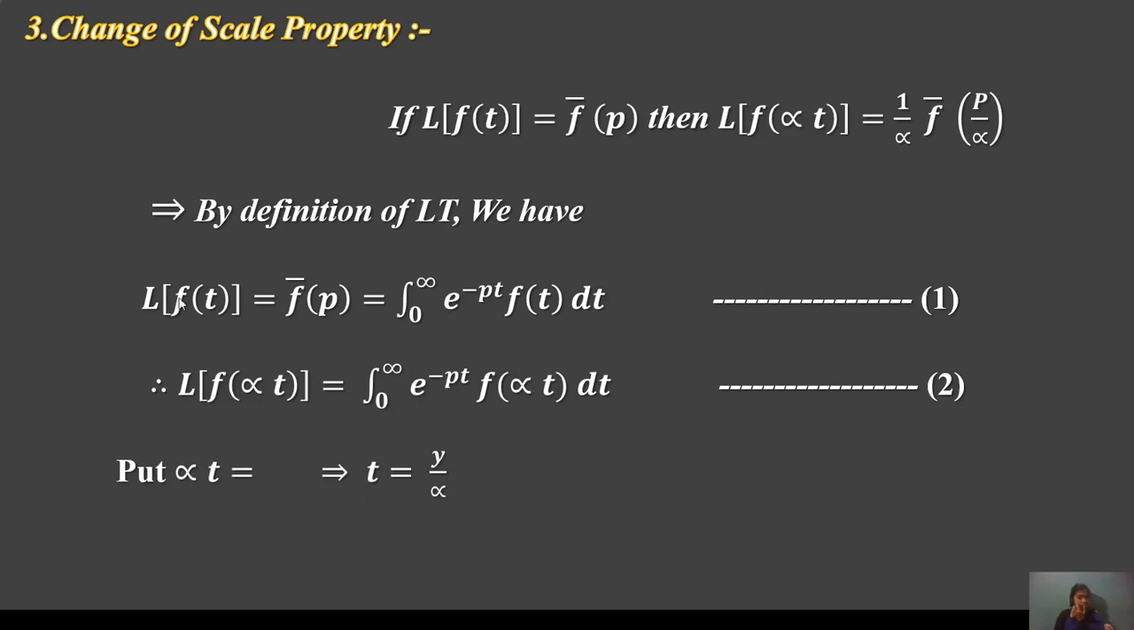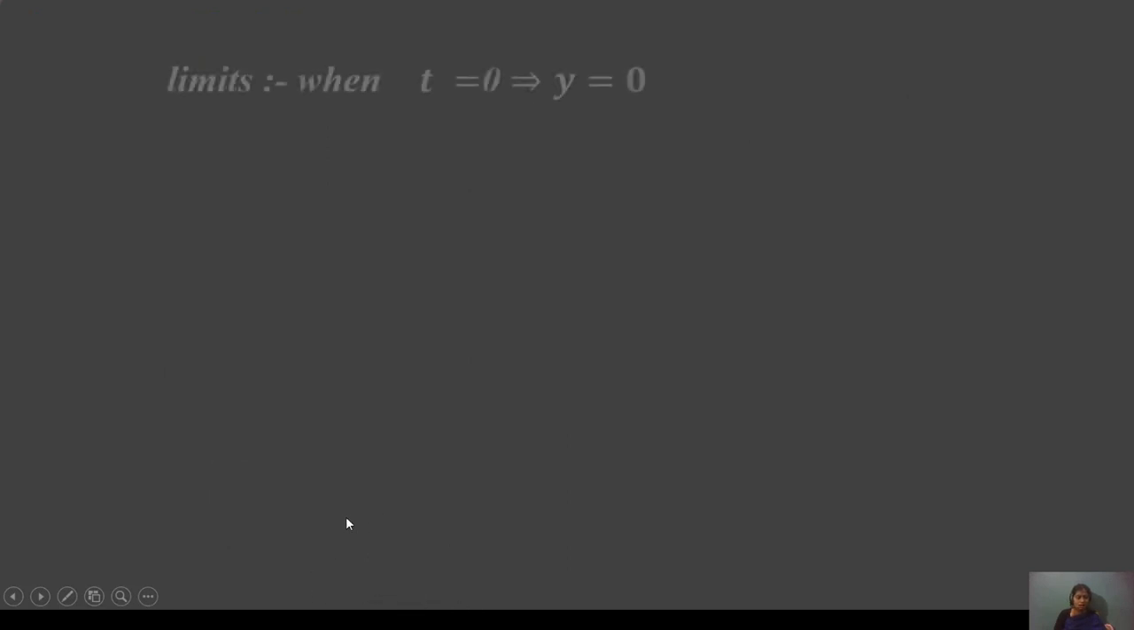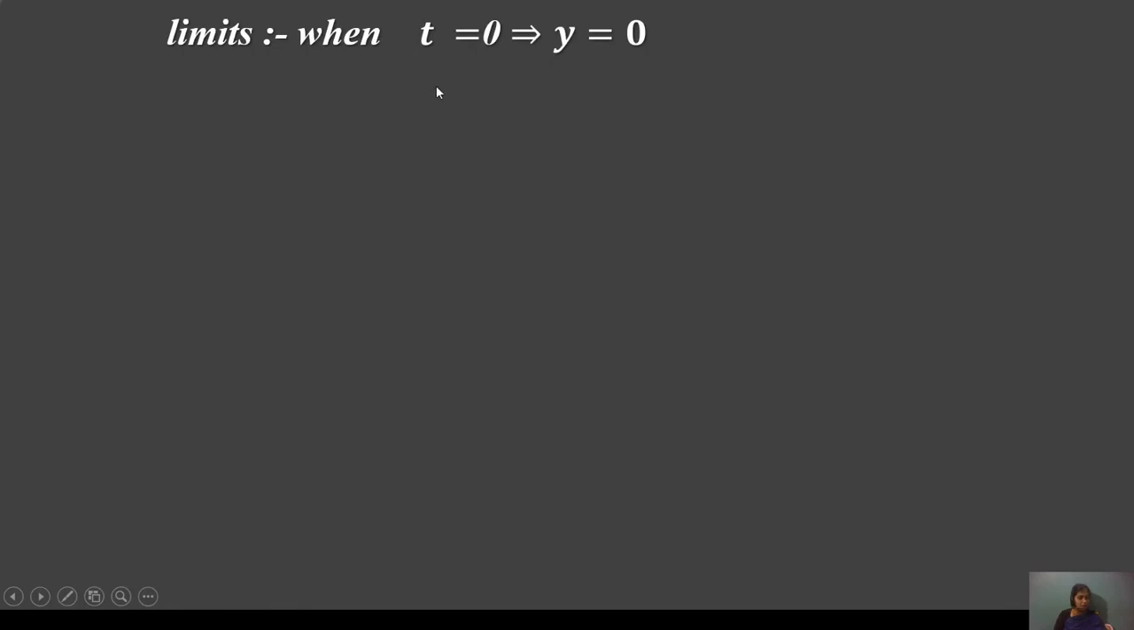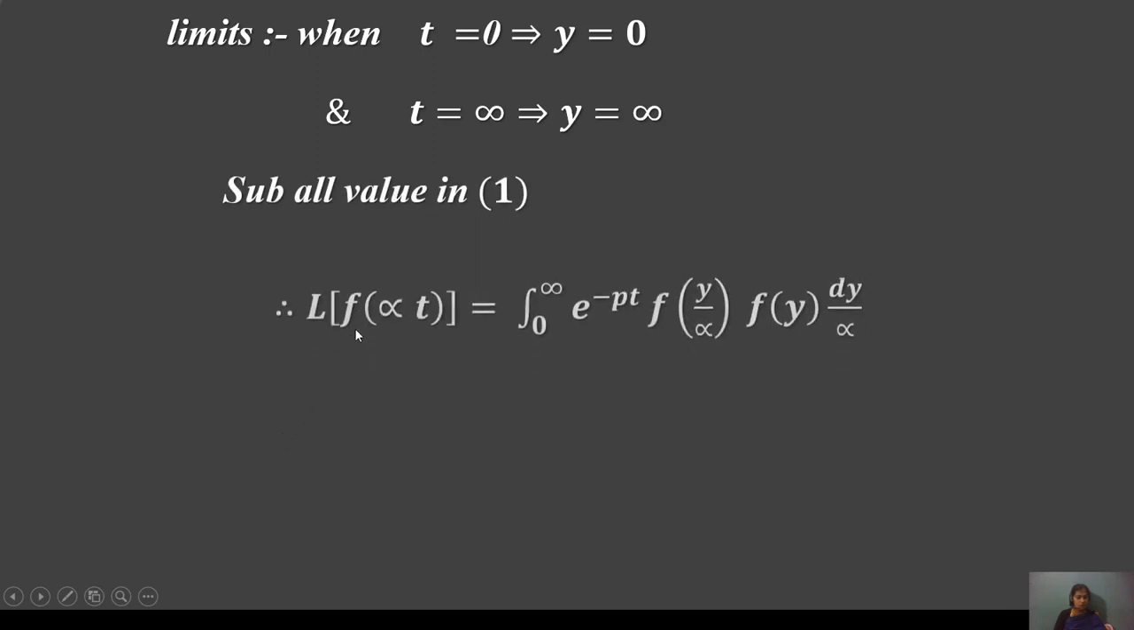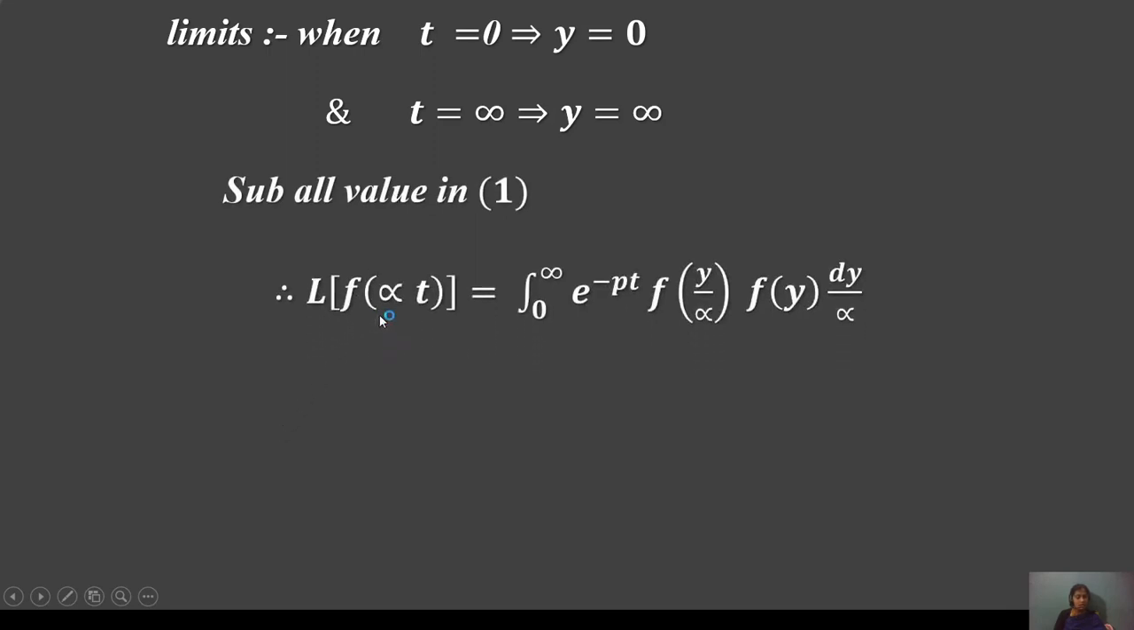Put alpha t equals y, which means t equals y by alpha, and the derivative gives dt equals dy by alpha. The limits change: t equals 0 gives y equals 0, and t equals infinity gives y equals infinity. Substituting all these values in the first equation, L of f of alpha t equals the integration from 0 to infinity of e to the power minus p times y by alpha, f of y, dy by alpha.